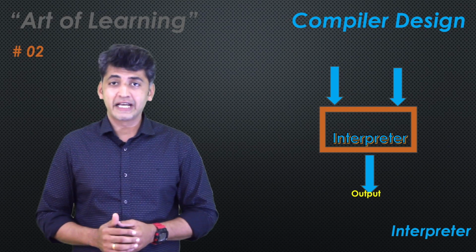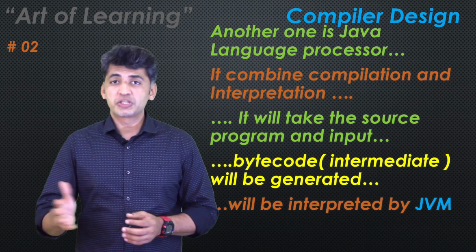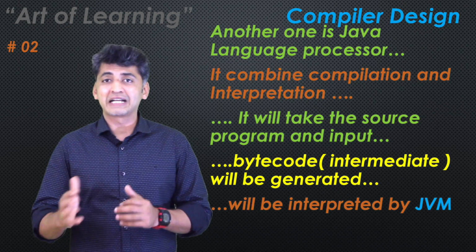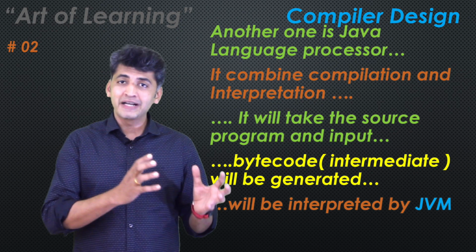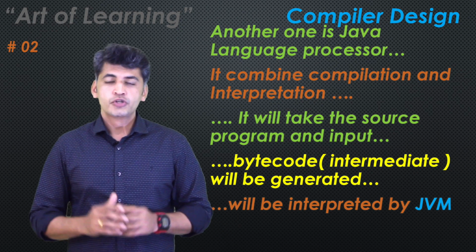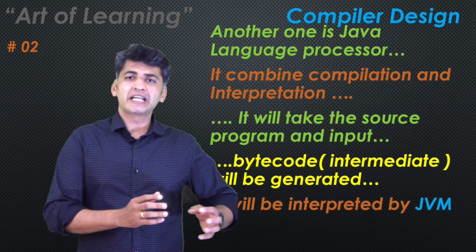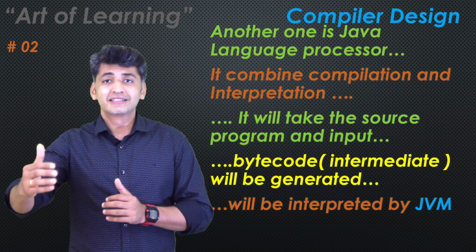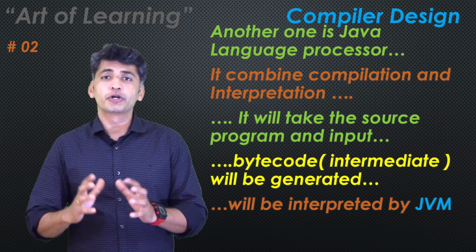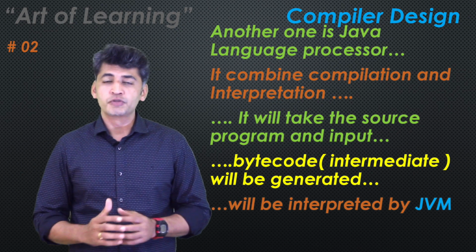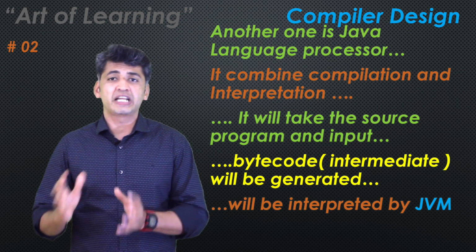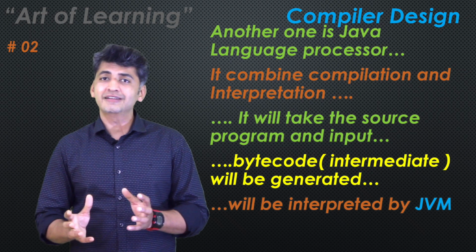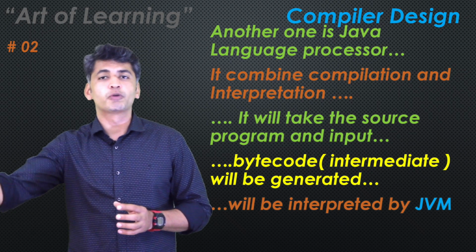One more form also exists, called the Java language processor. The main function of the Java language processor is that it combines compiler operation and interpreter operation. The compiler operation takes the source program and produces an intermediate form, just like a target program. The Java language processor produces bytecode, which is the intermediate form. This bytecode is given as input to the JVM, that is the interpreter. The JVM interprets the bytecode, executes it, and produces the output.